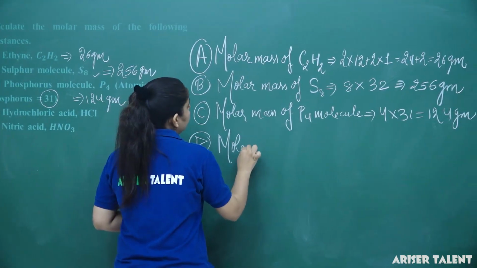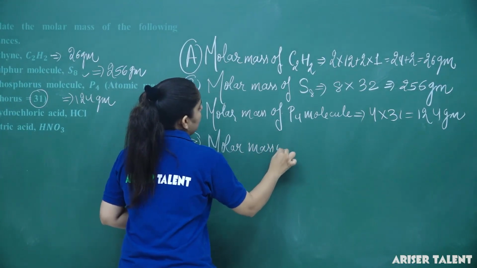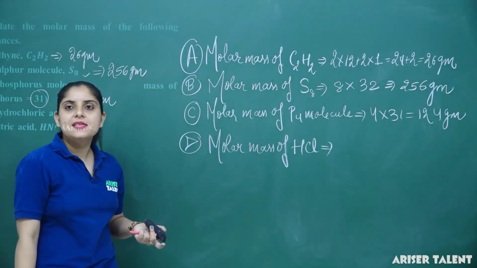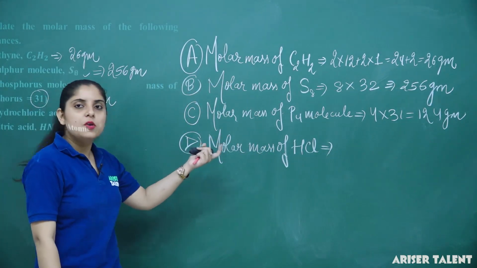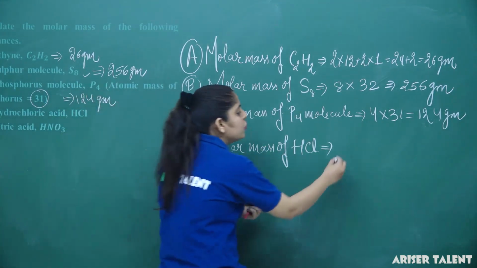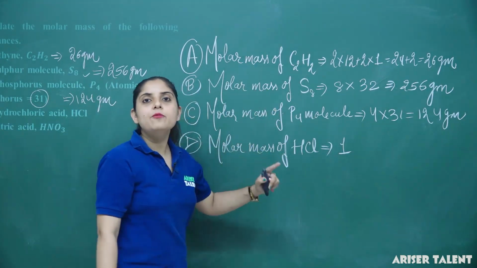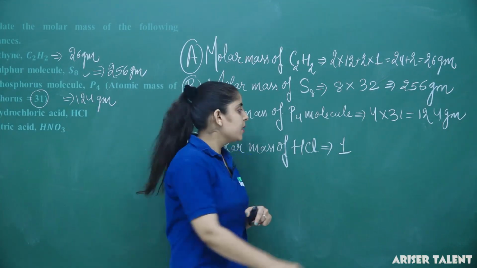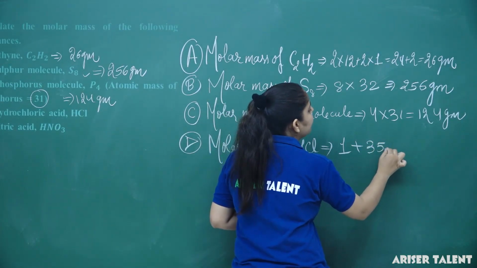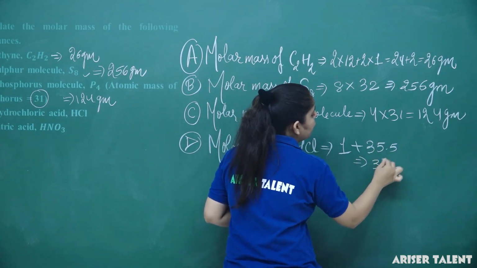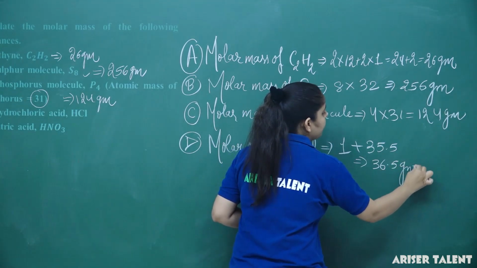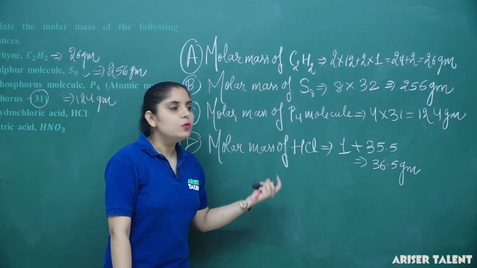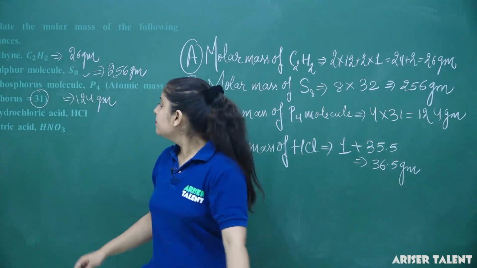Now, the D part is to calculate the molar mass of HCl. For calculating the molar mass of HCl, you have to sum the masses of hydrogen and chlorine only. For hydrogen, we have a mass of 1 and for chlorine, a mass approximately equal to 35.5 gram. So I am writing here 35.5 gram and it comes out to be 36.5 gram. So for HCl, the molar mass is 36.5 gram.